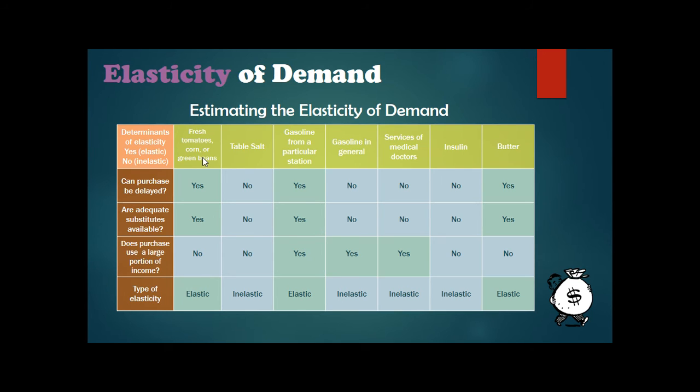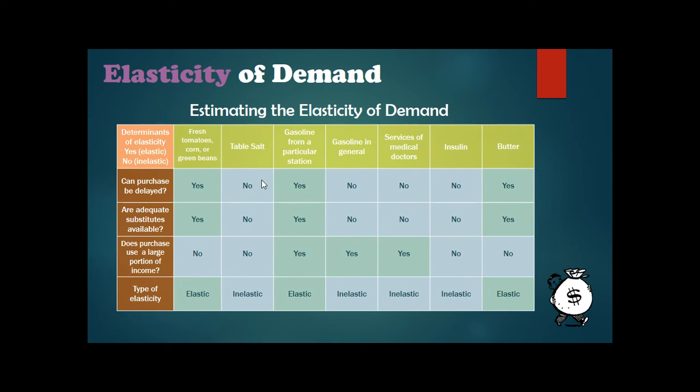For fresh tomatoes, corn, or green beans, can the purchase be delayed? If the answer is yes, then it's likely to be elastic in that case. Are adequate substitutes available? If the answer is yes, then it's likely to be elastic. In this case, it does not constitute a large portion of the income. So in that case, it might be inelastic, but we have 2 out of 3 here. It's going to be elastic.